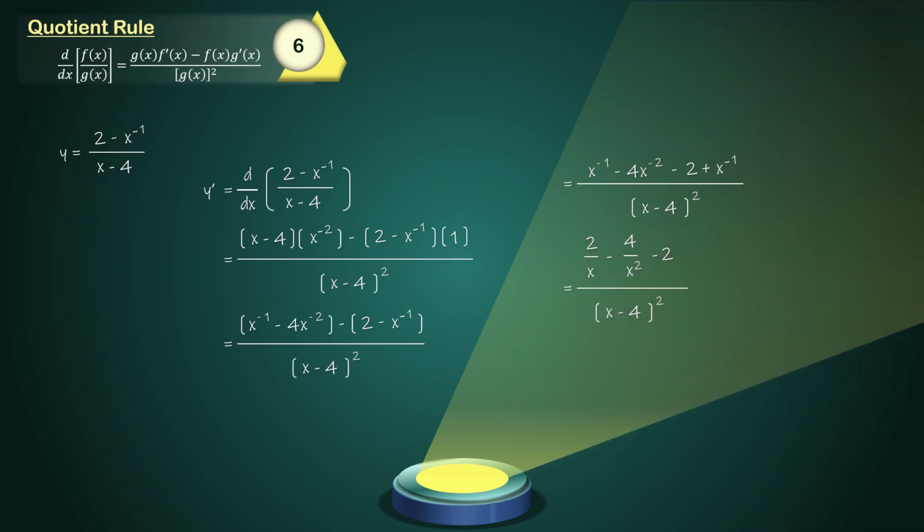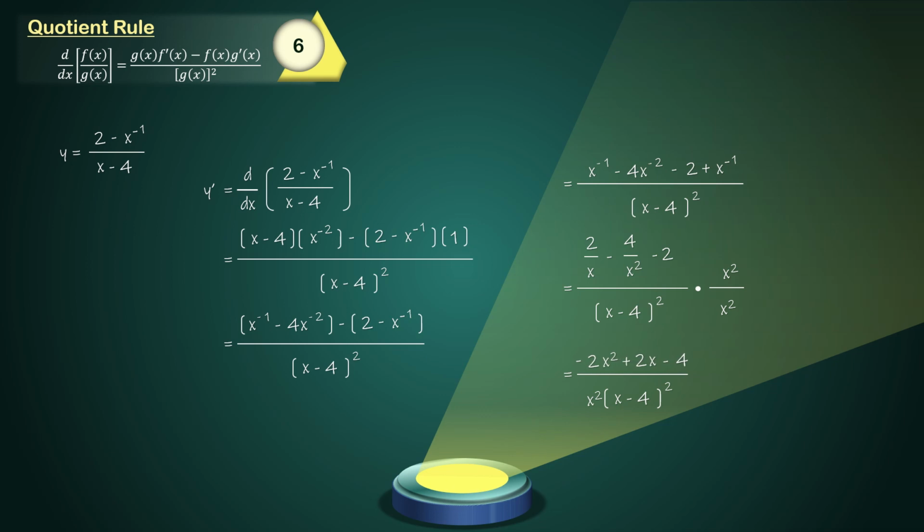Make the complex fraction simpler by multiplying the LCD, which is x squared, to the numerator and denominator. Multiply x squared to each term of the numerator, and it is equal to 2 over x times x squared is 2x, minus 4 over x squared times x squared is 4, minus 2 times x squared is 2x squared, all over x squared times the denominator. This is now the derivative of our function.